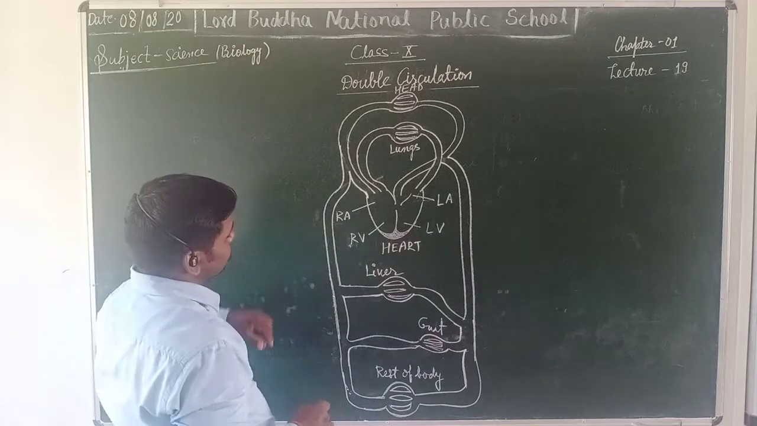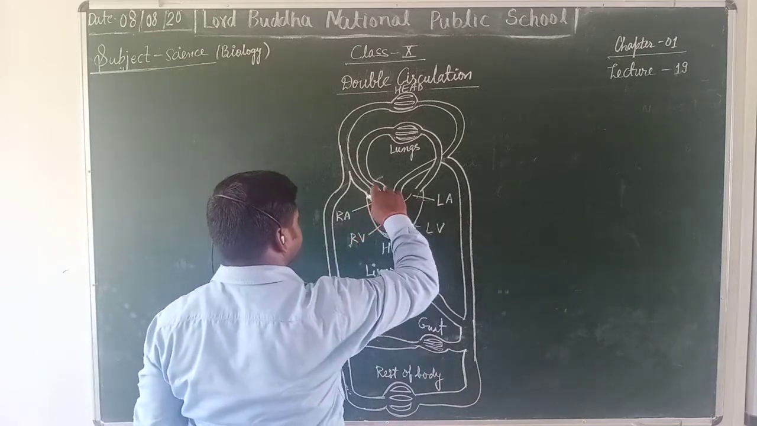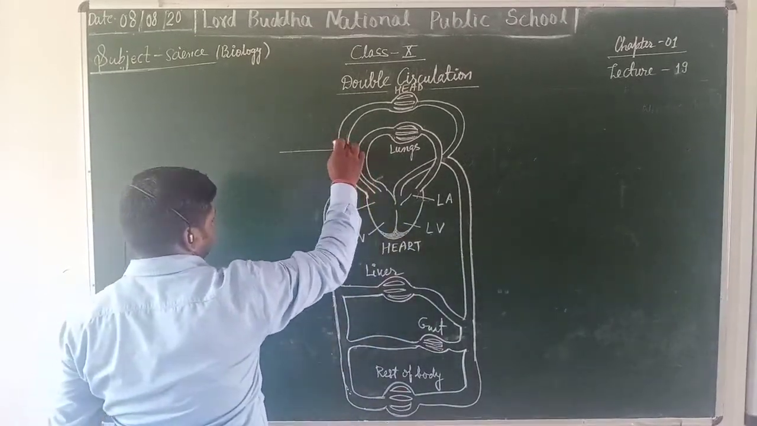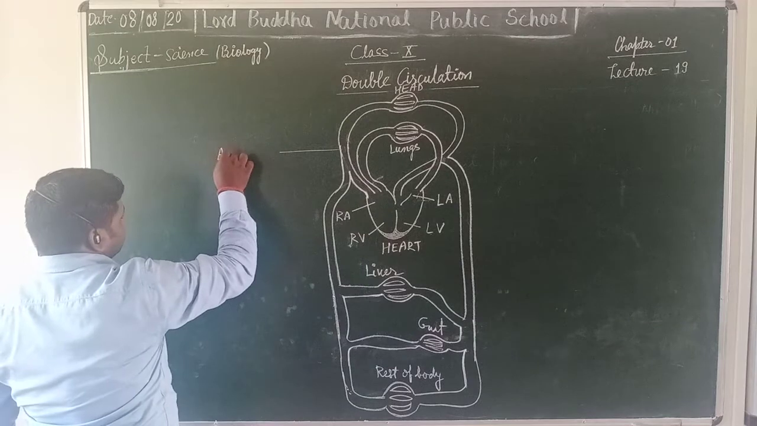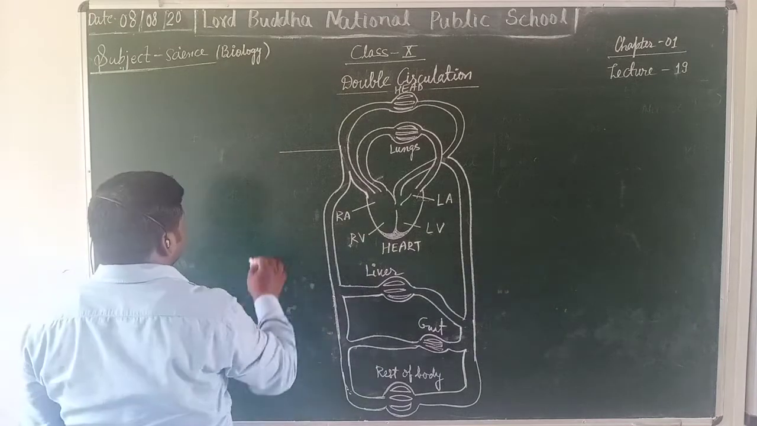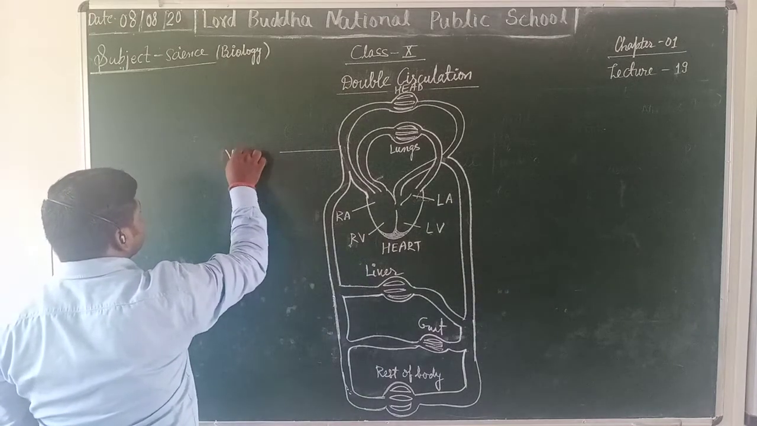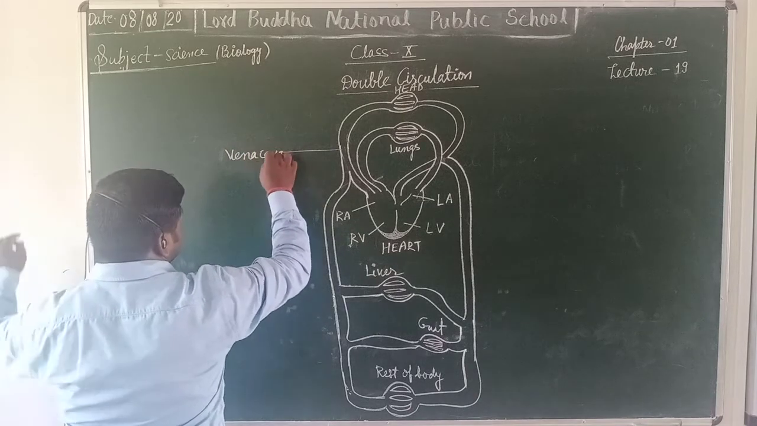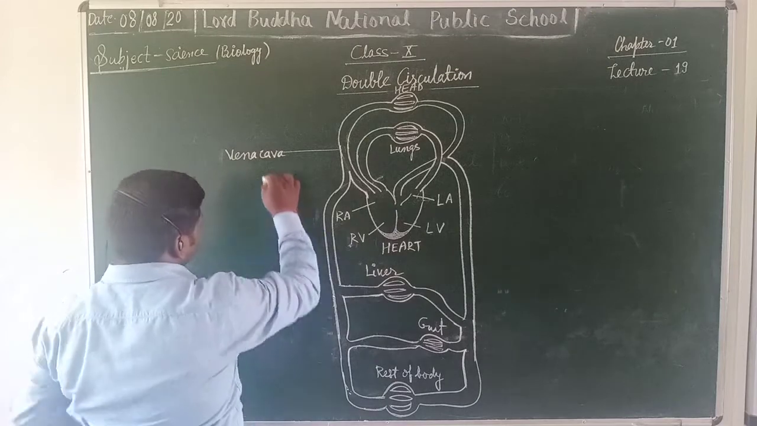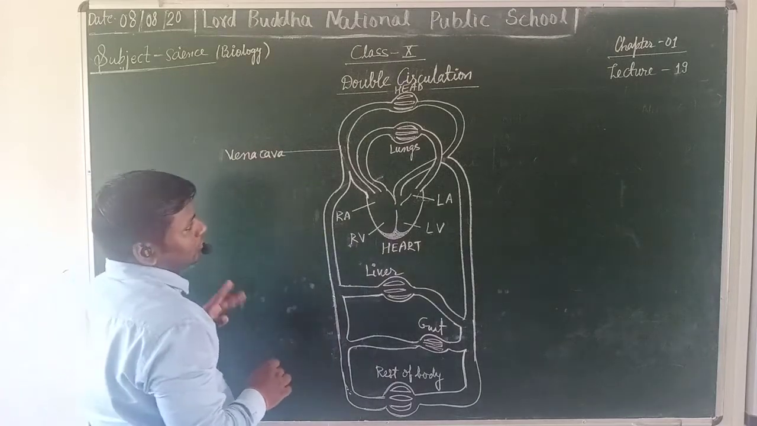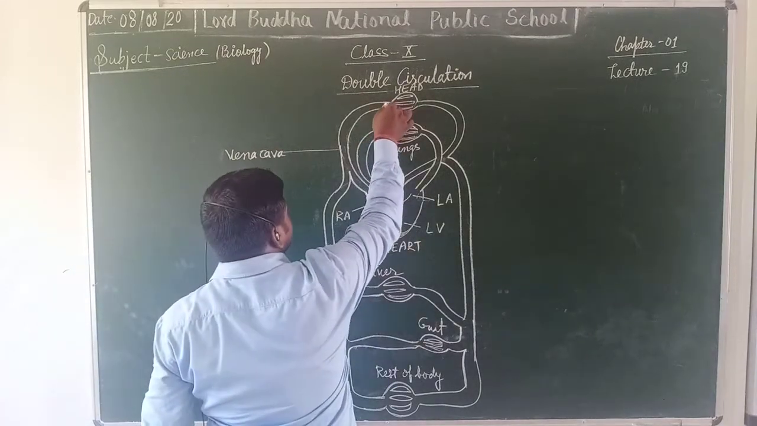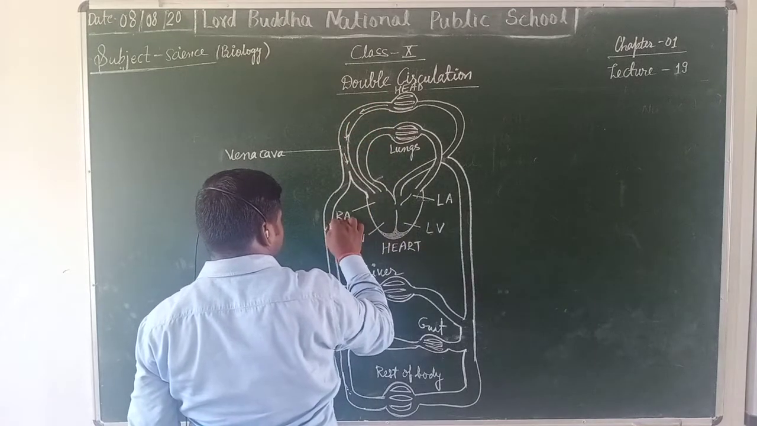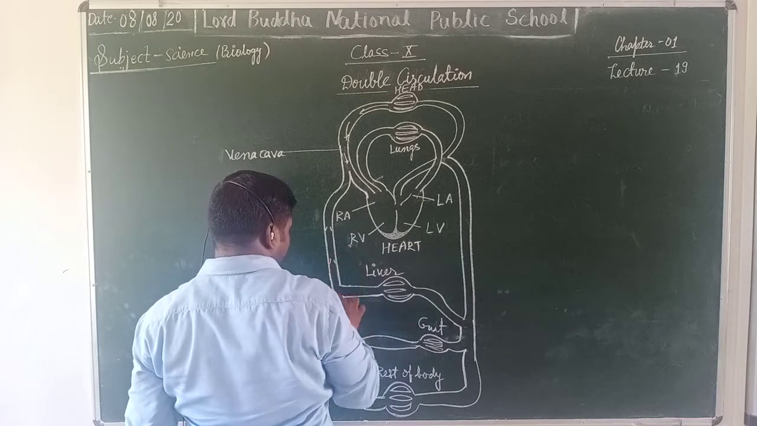Students, I will explain first of all with the help of the superior vena cava and inferior vena cava. Firstly, the deoxygenated blood from the whole body enters into the right atrium. This is the vein and semilunar valves are present.